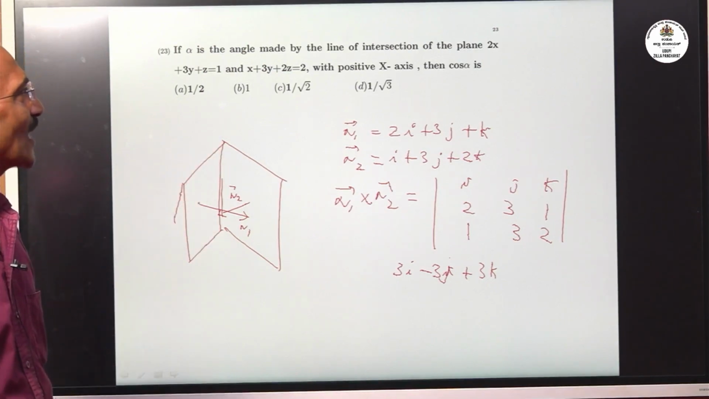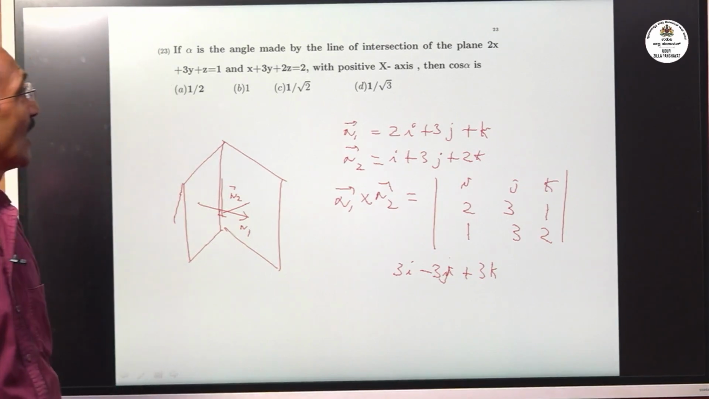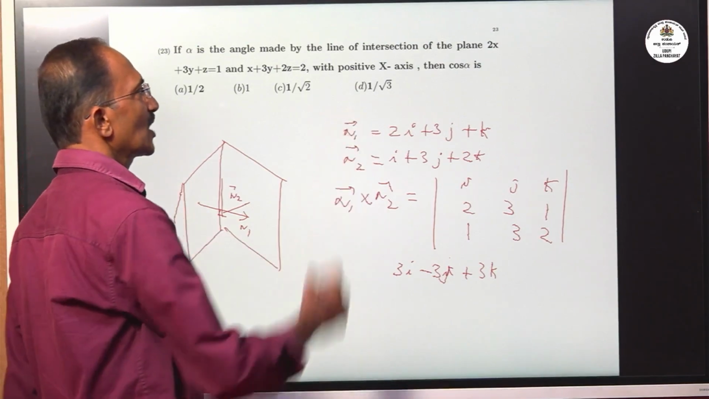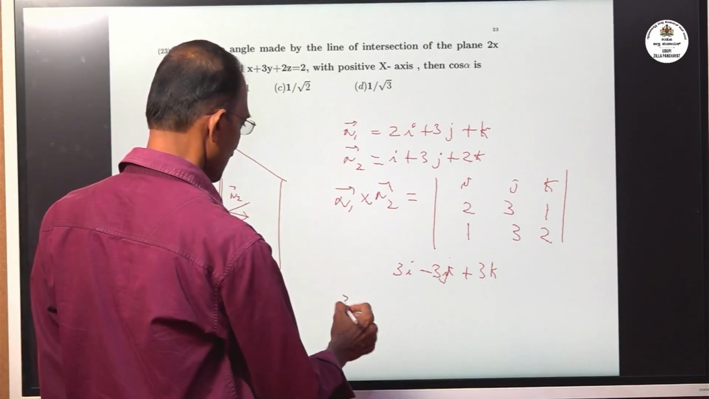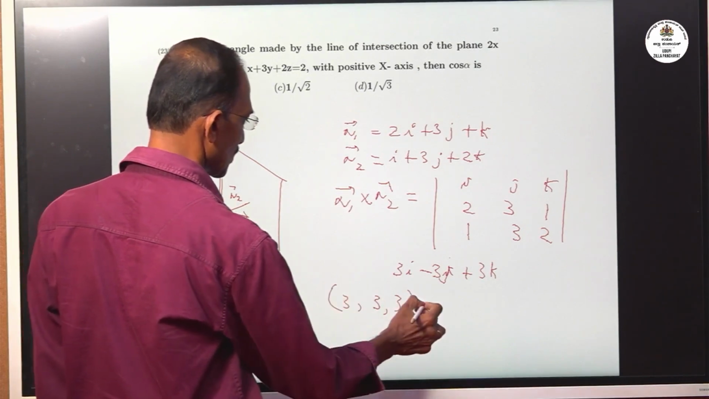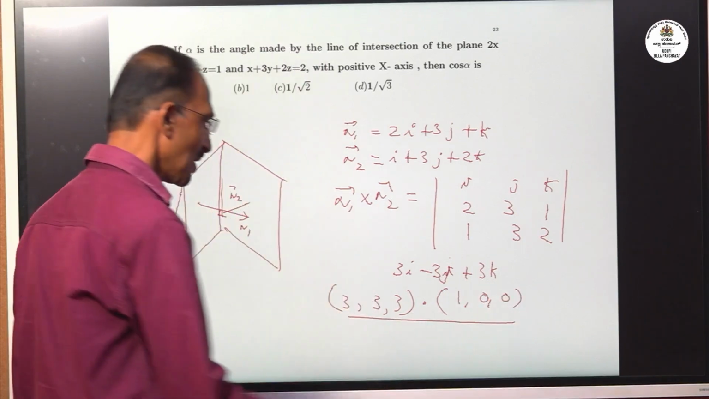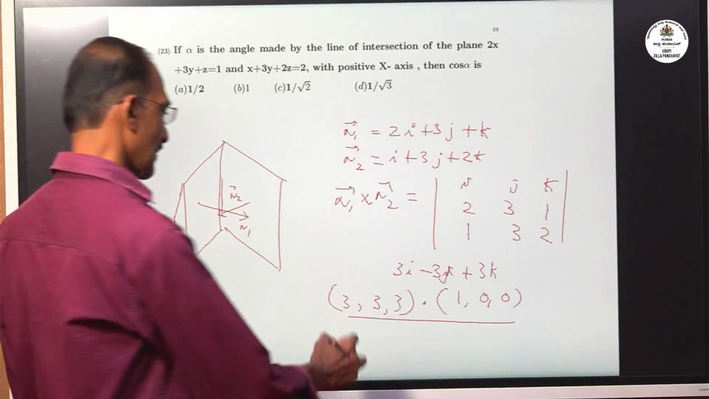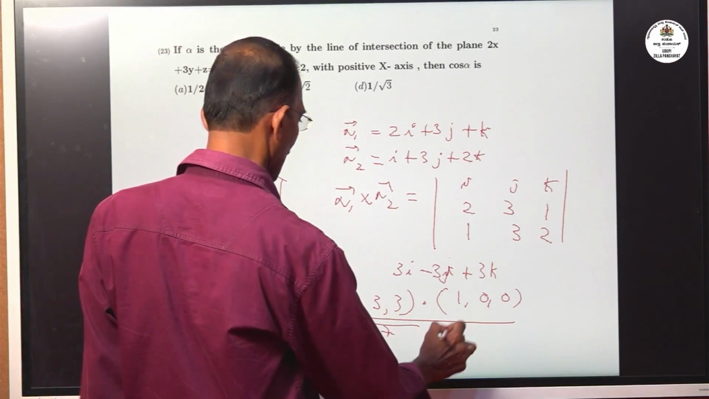parallel to the direct line of intersection, which makes angle alpha with positive x-axis. So what is cos alpha? That is nothing but the angle between this and x-axis. So the direction ratios of this are 3, 3, 3, dot product with 1, 0, 0, that is direction ratios of x-axis, divided by the square root of 3 square plus 3 square plus 3 square, that is 27, and that is 1.